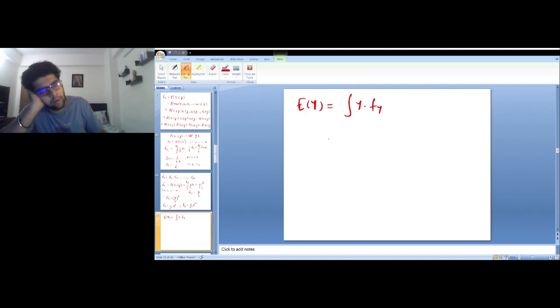Right, now my xi lies between 0 and 2. Then the max of all of the x lying between 0 and 2 can be any value lying between 0 and 2. The max of all of these values, which is y, can also lie between 0 and 2 only. Right, so my limits for y will also become 0 and 2. So y into the PDF of y dy.